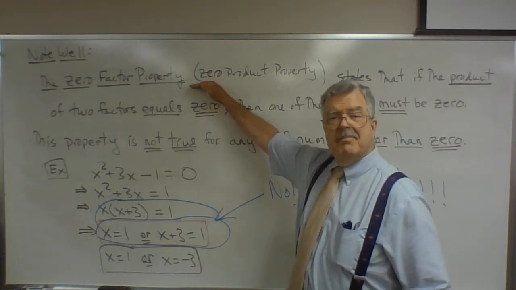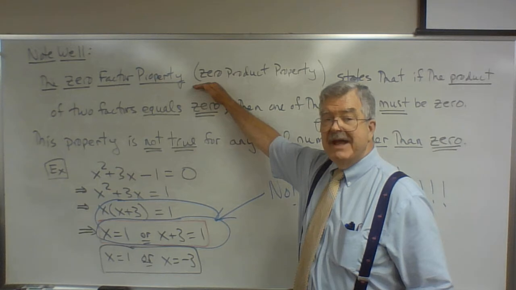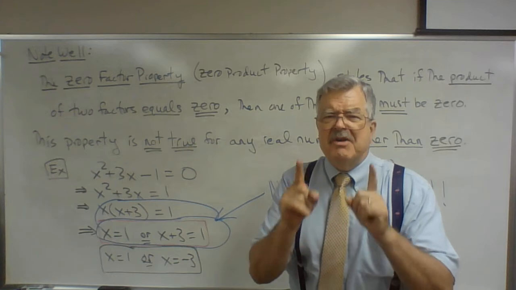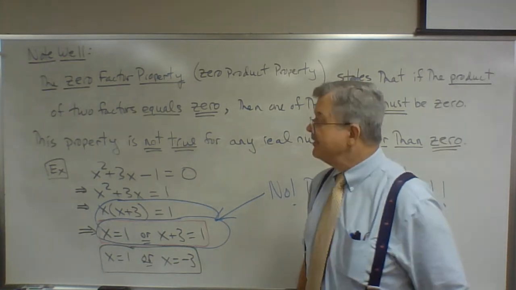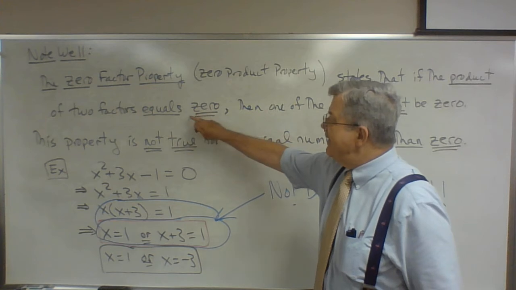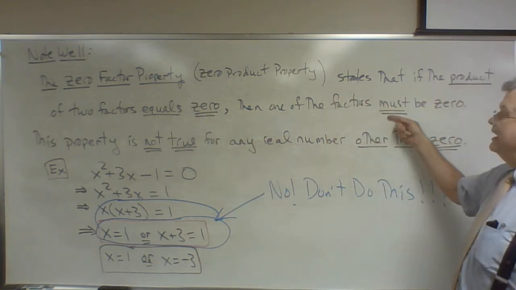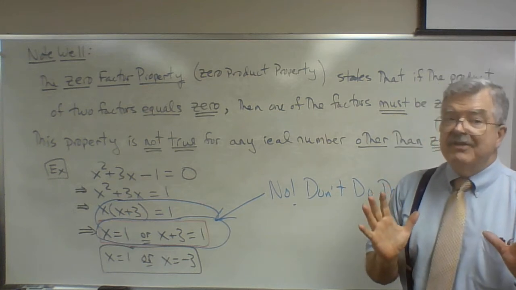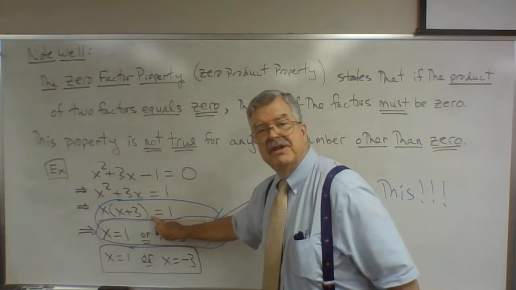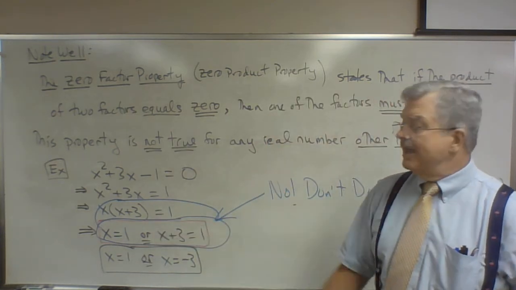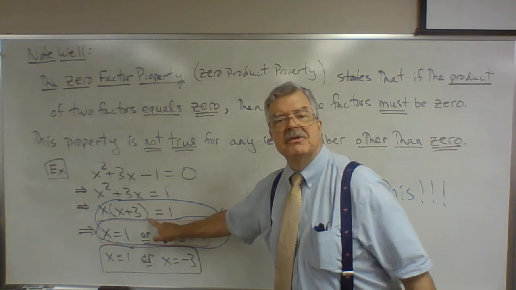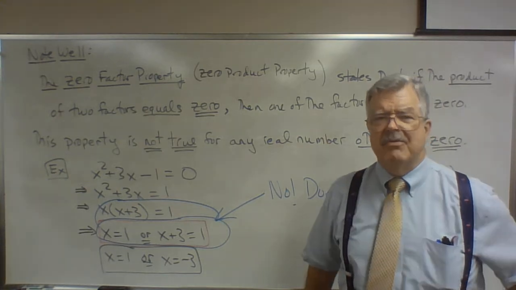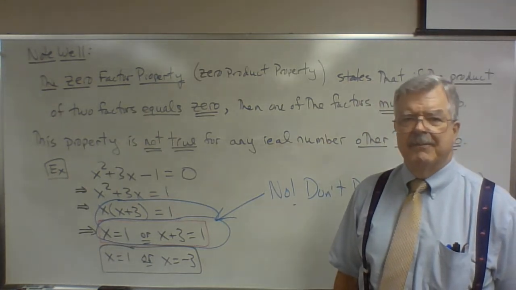The reason this property has a name, the zero factor property, is because it's so special. It only works for one real number, and that's 0. If we have the product of two factors equaling 0, then yes, one of the factors must be 0. We can't say that if we have the product of two factors equal to 1. We can't say that if we have the product of two factors equal to 3 or any other number. It only works if we have the product of two factors equal to 0.